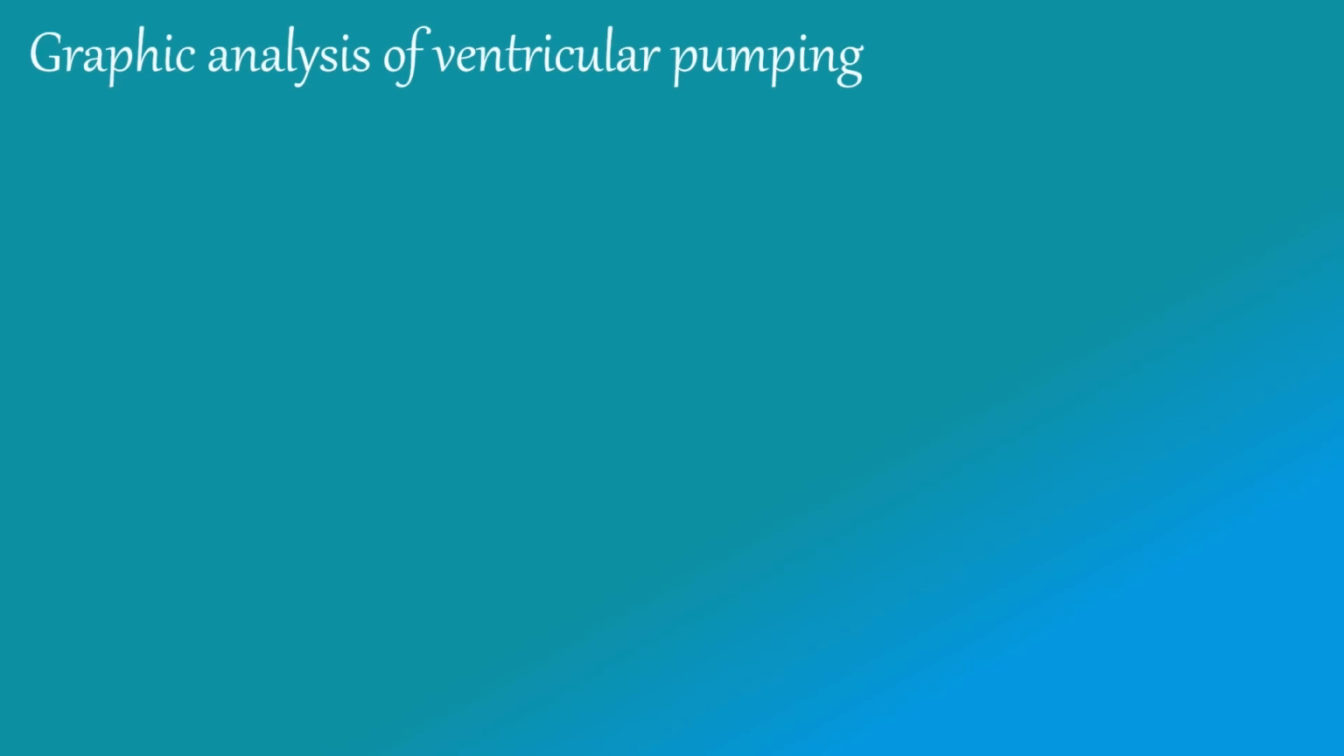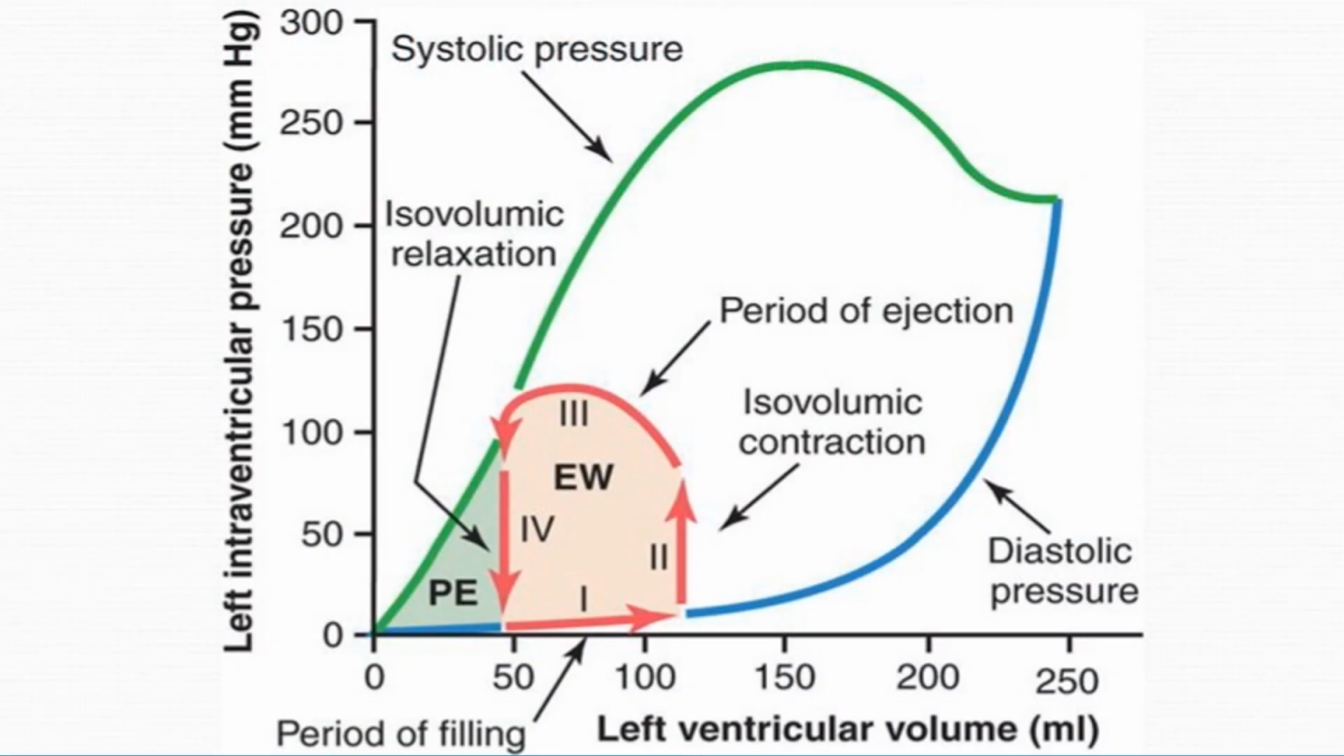Graphic analysis of ventricular pumping. Keep in mind that the horizontal line shows volume and the vertical line shows pressure. The blue curve shows diastolic pressure and the green curve shows systolic pressure. Until the volume of the non-contracting ventricle rises above about 150 milliliter, the diastolic pressure does not increase much. Therefore, up to this volume, blood can flow easily into the ventricle from the atrium.